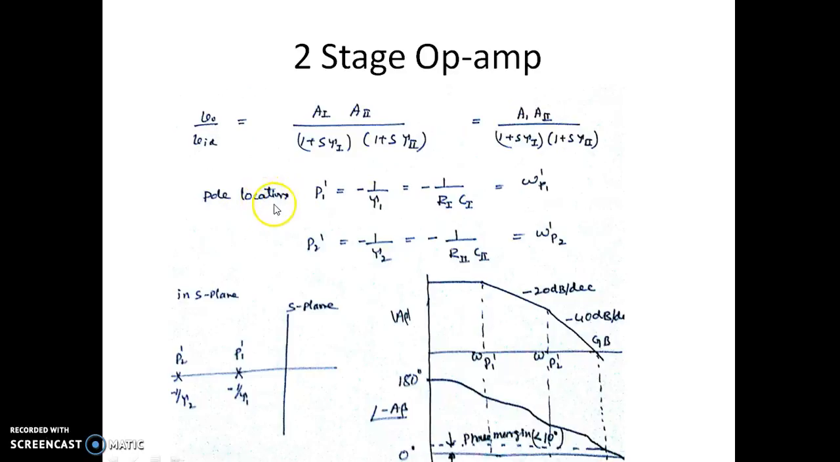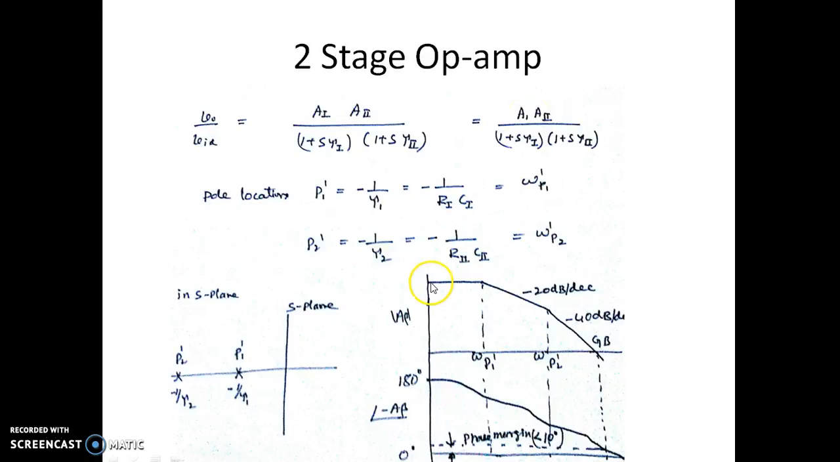Now we can clearly know the location of the poles. The first pole, which we name P1 dash, has its S-plane position at minus 1 over tau 1. So that's what we are representing. P1 dash is the pole of the first stage and P2 dash is the pole of the second stage, which is located on the S-plane at minus 1 over tau 2. And we can know the corresponding frequency of the first pole as omega P1 dash and the second pole as omega P2 dash.